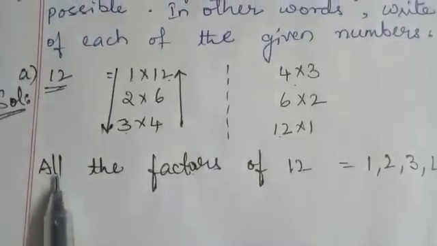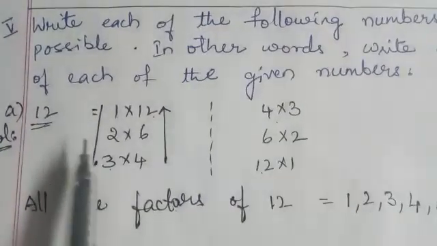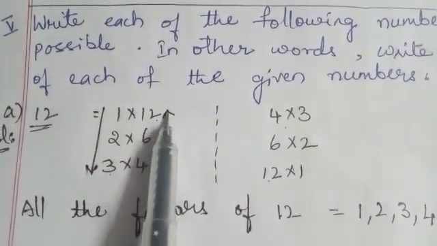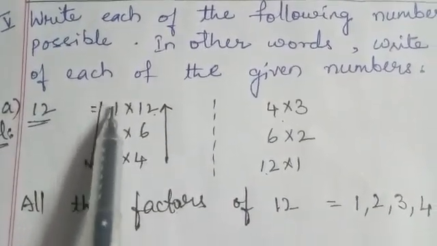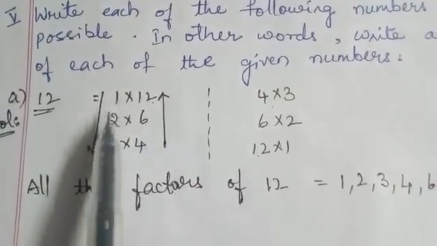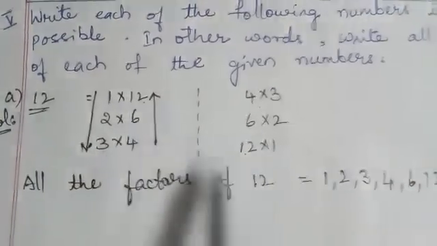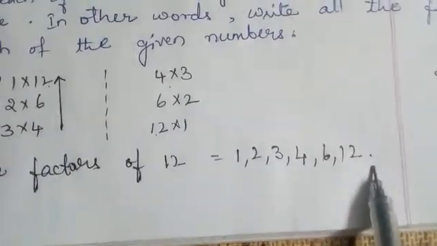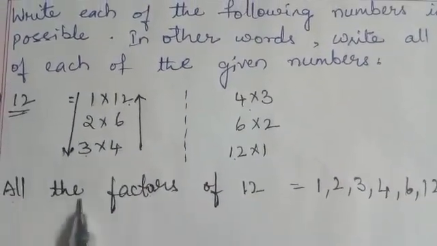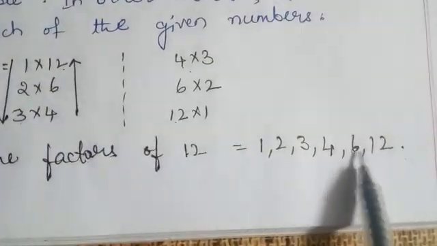Now we want all the factors of 12. That means we have to arrange the numbers from the least to the highest. That means 1 comes first, from small number to the big number: 1, 2, 3, 4, 6, 12. So we have written them in ascending order. So what is the final statement? All the factors of 12 equal to 1, 2, 3, 4, 6, 12.